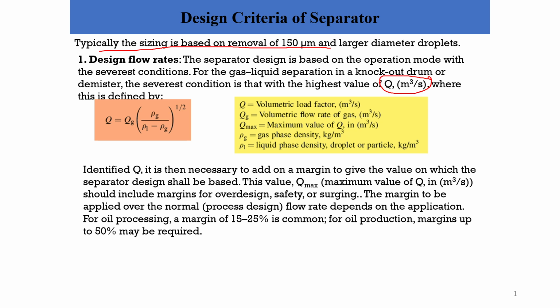We can simplify that Q will be equal to Qg, as per this formula, multiplied by rho g divided by rho L minus rho g, which is the difference between the liquid density and the gas density, all to the power half, where Q is the volumetric load factor that I'm going to design based on. Qg is the volumetric gas flow rate, and there is a new term called Q max, which is the maximum value of Q that I will base my design on.